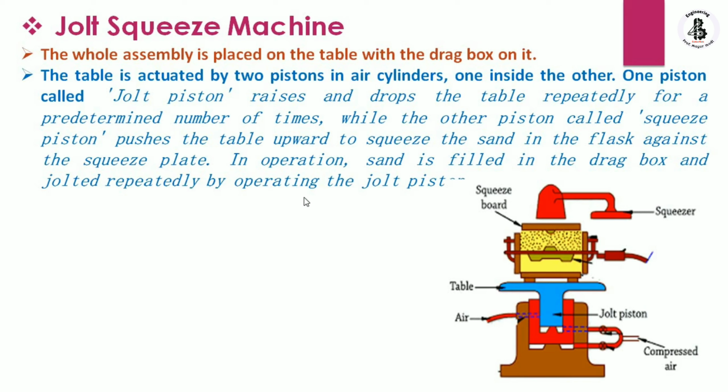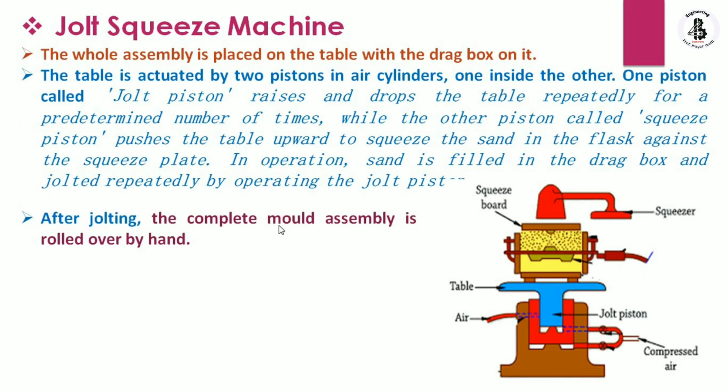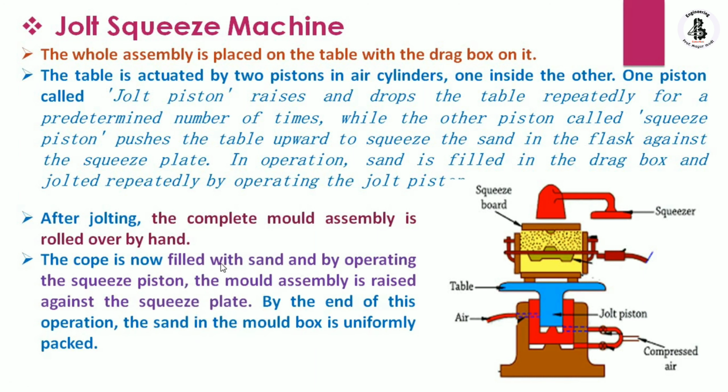In these operations, sand is filled into the drag box and jolted repeatedly by operating the jolt piston. So that will be the combination of both machines, jolt machines and squeeze machines. After jolting, the complete mold assembly is rolled over by hand and the cope is now filled with sand, and by operating the squeeze piston, the mold assembly is raised against the squeeze plate. By the end of these operations, the sand in the mold box will be uniformly packed.